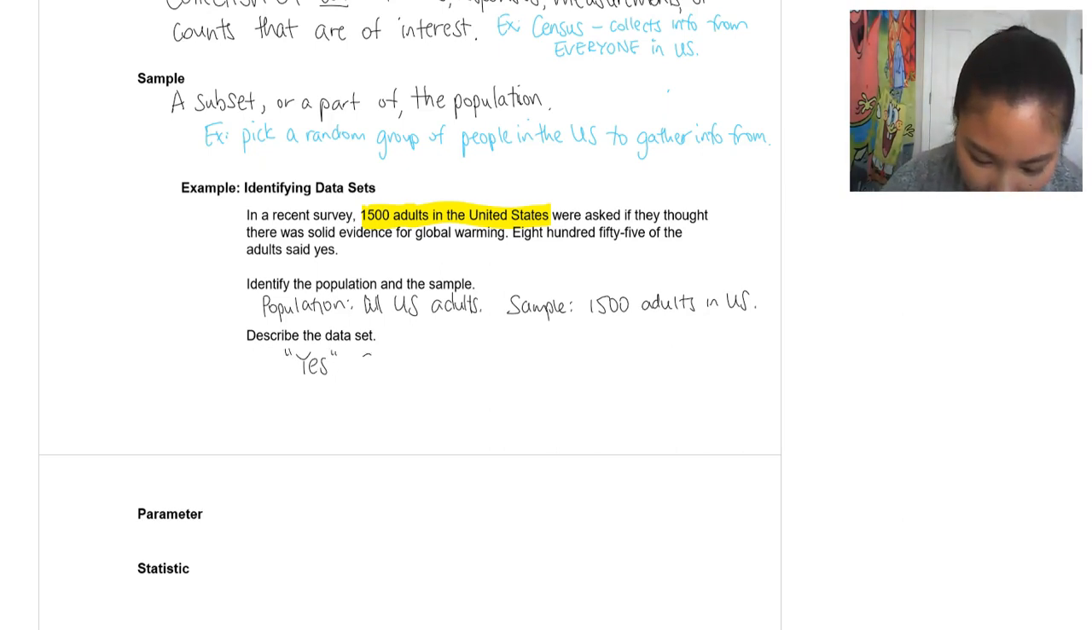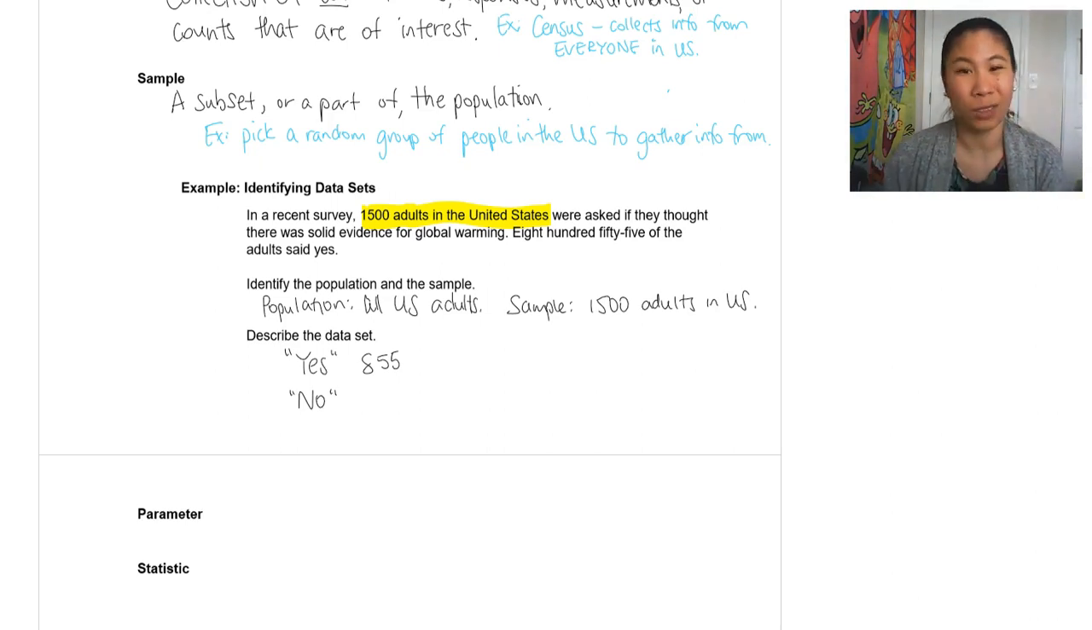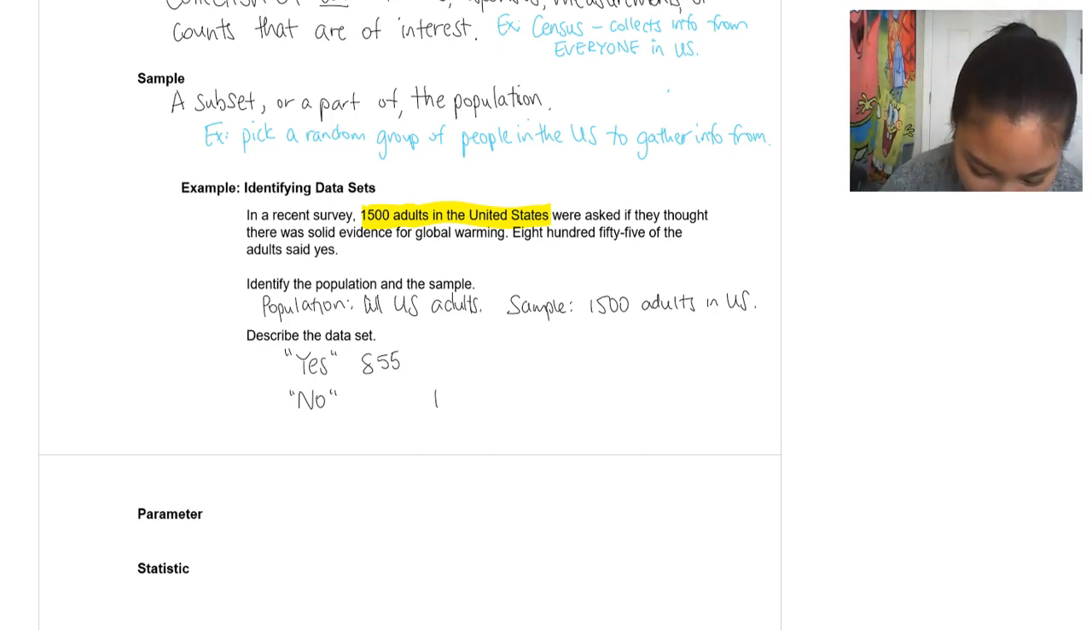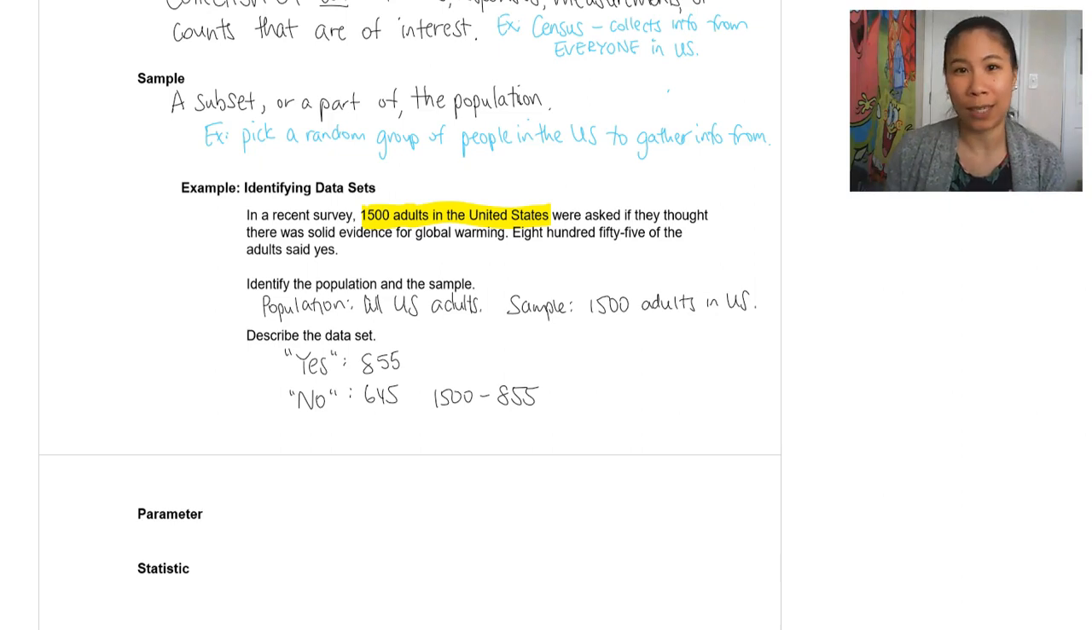They told us 855 people answered yes. So that means the rest of the people should have said no. To find that number, we could take the total number of responses, so 1,500 is how many people they asked. If we subtract the 855 people who said yes, then we would get all the people who said no. When you subtract 855 from 1,500, you get 645. So that's going to be our data set. There's 855 people who said yes, and 645 people who said no.